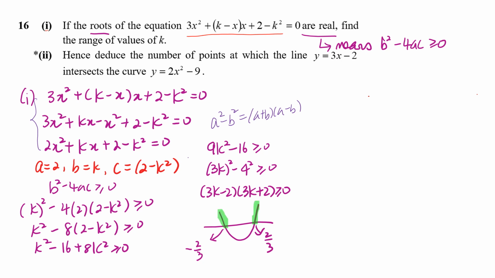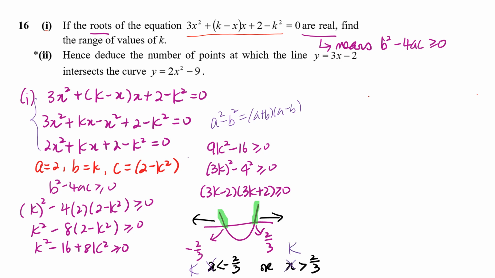Right, we want it to be above the k-axis, with the corresponding k values. Okay, this one is wrong. This should be k and not x. This is k. Right, this one is k.